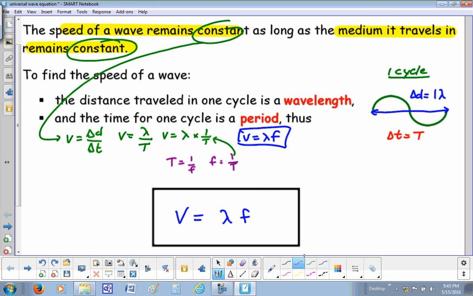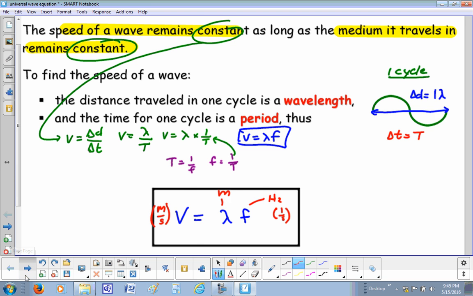Now, we have to be careful with units. We always measure frequency in hertz or 1 over seconds. We have to measure wavelength in meters. And as a result, the speed is going to always be meters per second. Right? So again, this is the universal wave equation. It applies to any type of wave.